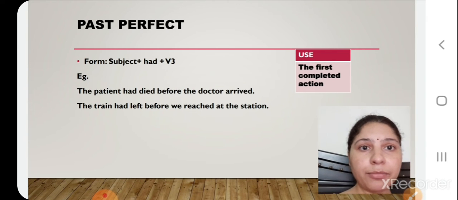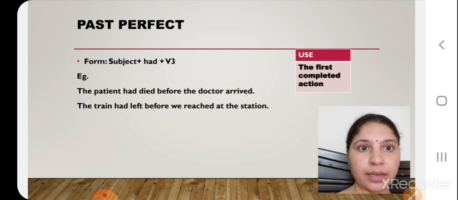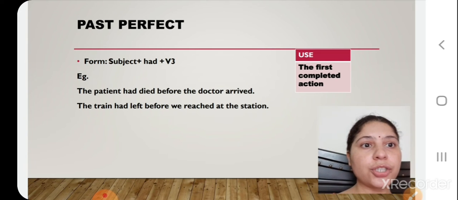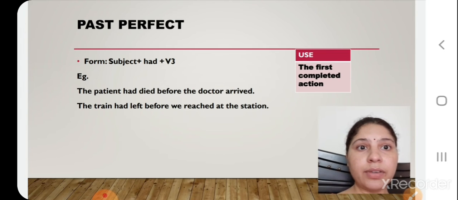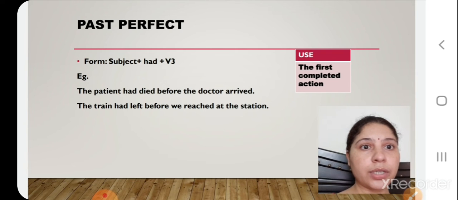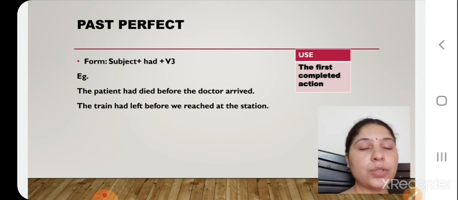In the same vein, the train had left before we reached the station. So here also two actions occurred in the past, train leaving the station and we reaching the station. So which one happened first? The train left first. So this will take up past perfect. The train had left before we reached the station.